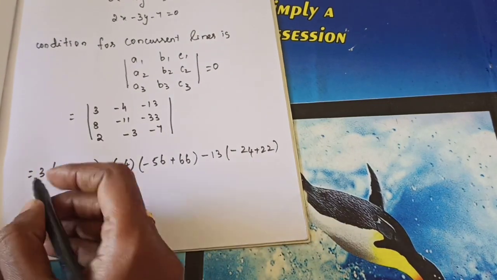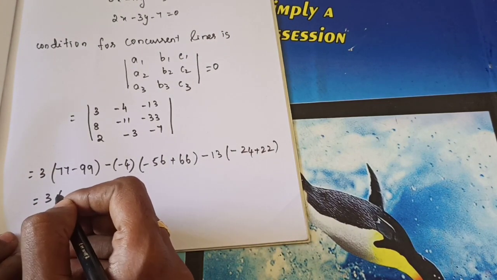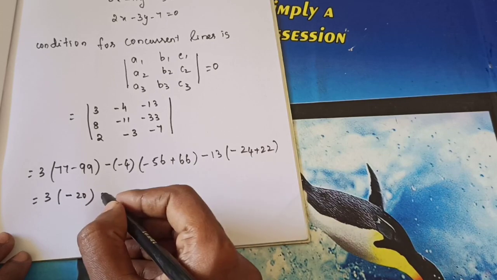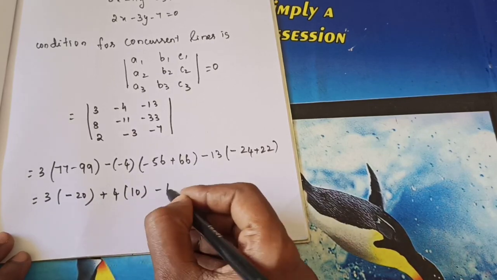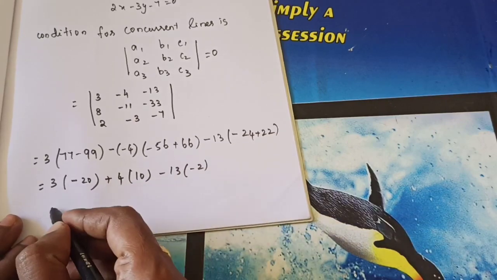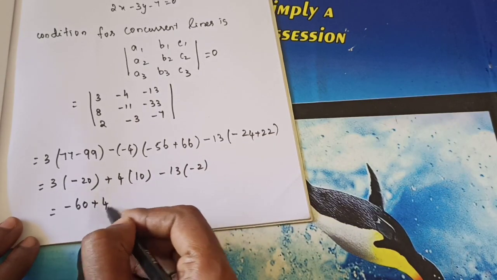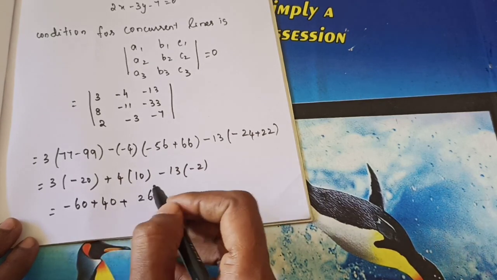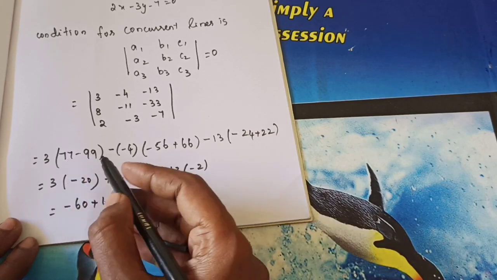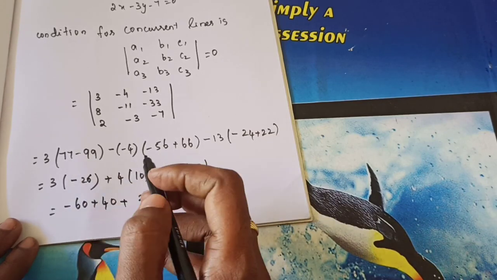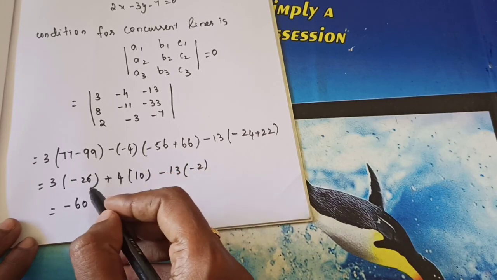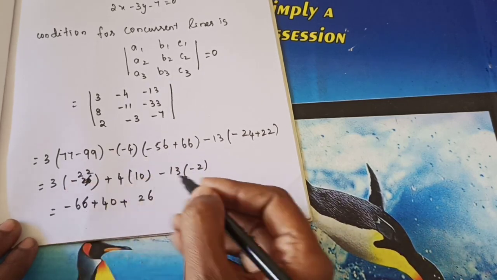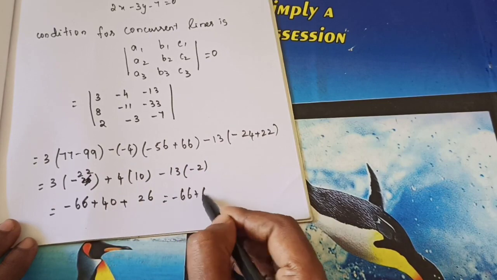Okay. So that's equal to 3 into, simplify 77 minus 99 means minus 20, correct? Then plus 4, 10, okay? Then minus 13 minus 2, okay? Simplify minus 60 plus 40 minus, the minus is plus 26, okay? This one is 77 minus 99 means 22, correct? 22, so 66. Subtract it. Minus 66 plus 66. What's the value?